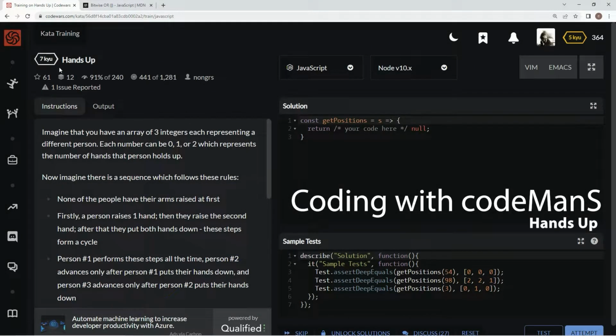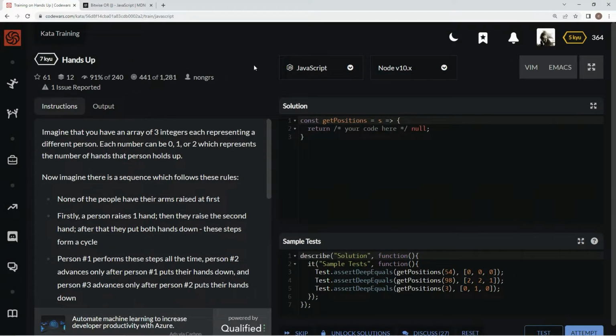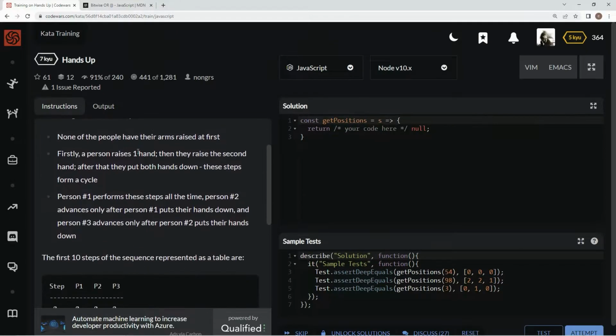All right. Now we're doing 7Q hands up. This is by non-gurs, and 91% of the people like it. Imagine that we have an array of 3 integers, each representing a different person. Each number can be 0, 1, or 2, which represents the number of hands that a person holds up.